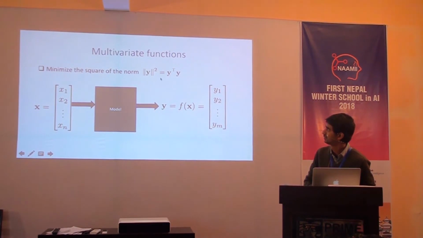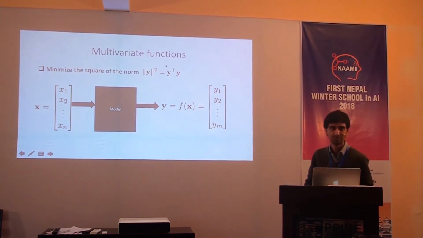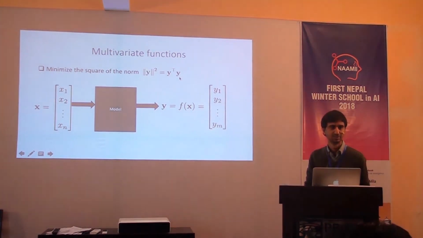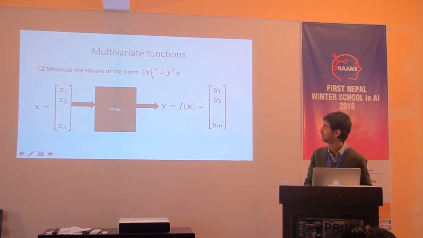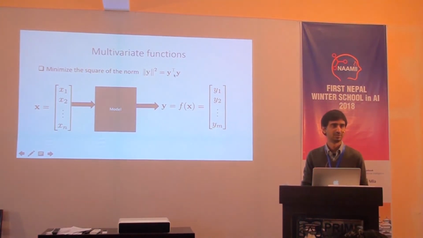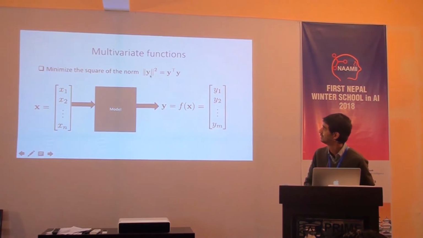So what we do is we minimize the square of the norm. It can be written as y transpose y. Is everyone okay with this? This is the dot product, right? Yeah, the dot product will give you the norm.